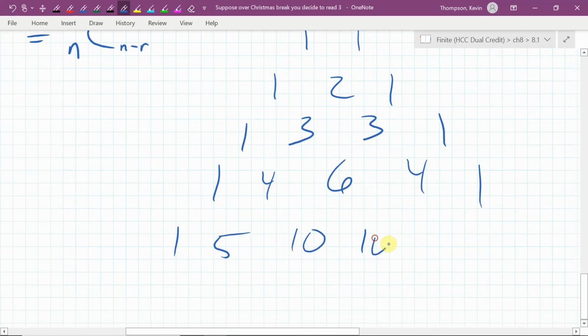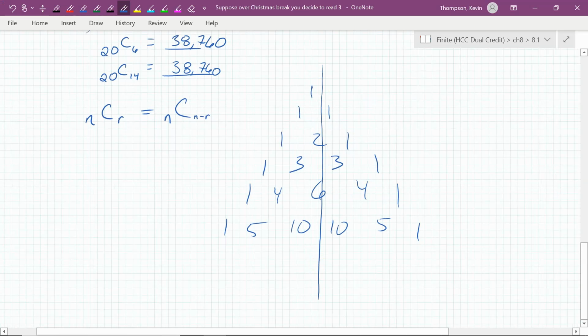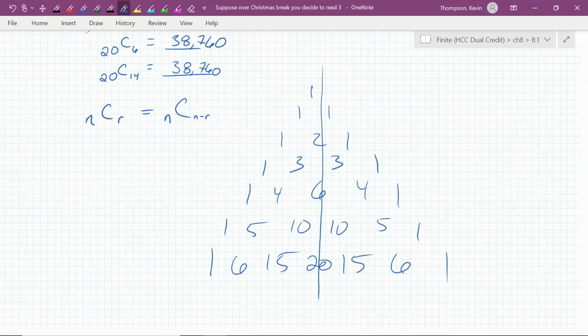Do you notice the symmetry in this? Right, 1, 6, 15, 20, 15, 6, 1. Isn't the left side actually always the same as the right side? And what you probably didn't realize at the time is that every entry here is actually a combination.